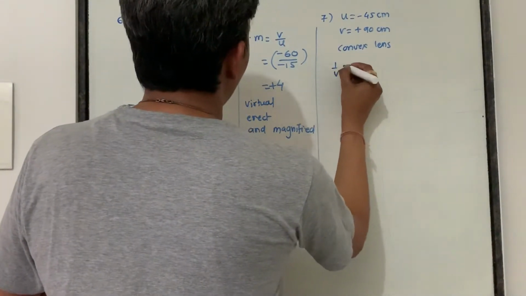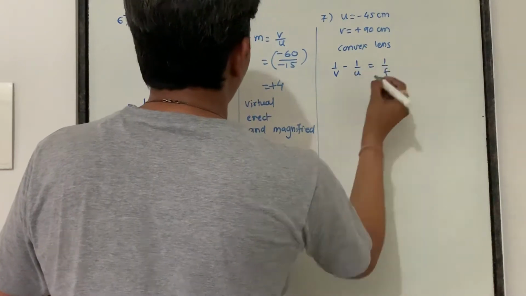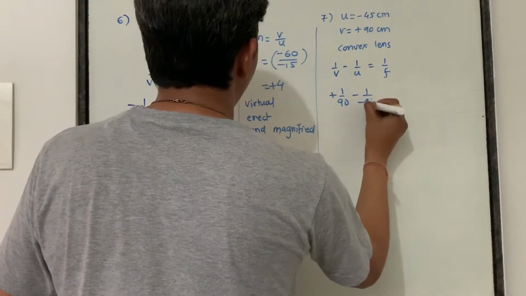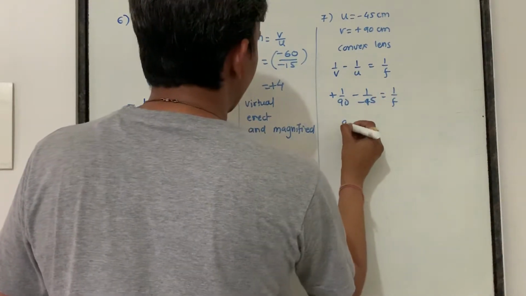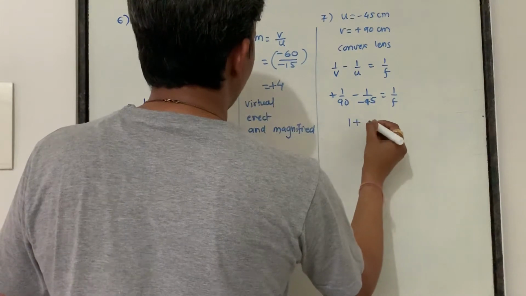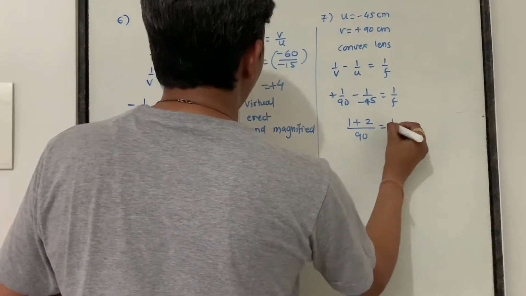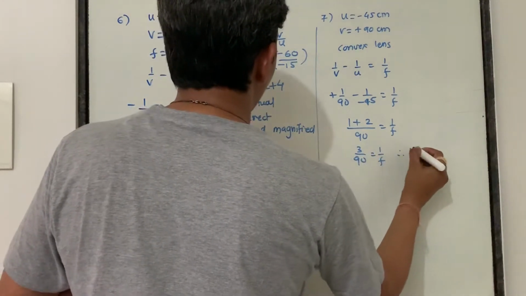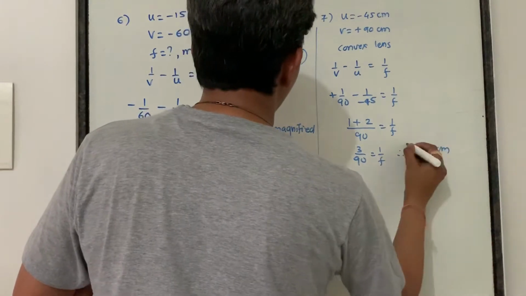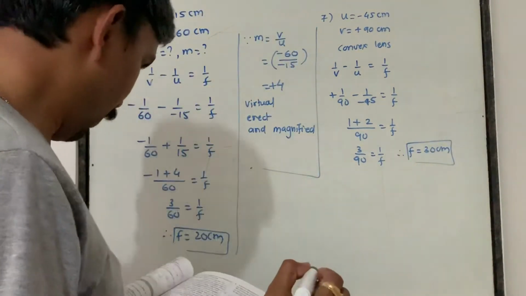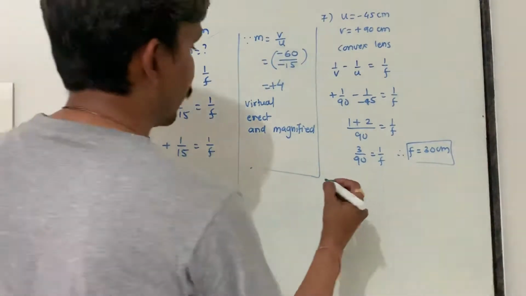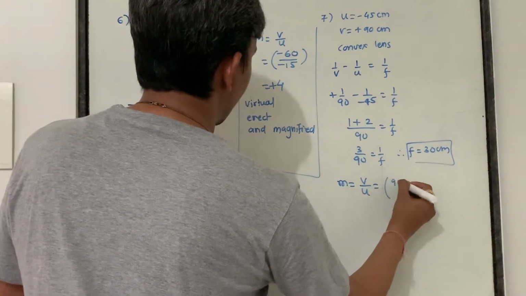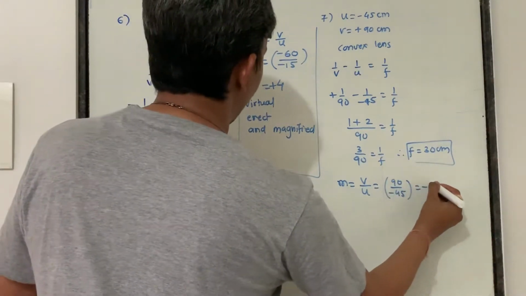Now for focal length, 1 by v minus 1 by u is 1 by f. This is 1 by 90 minus of minus 45 is equal to 1 by f. This is 1 plus 2 upon 90 is 1 by f. This is 3 upon 90 is equal to 1 by f. F is equal to 30 centimeter, right? This is the focal length. Now what will be the next part? Magnification. So m is equal to v by u, it is 90 upon minus of 45. So that is equal to minus 2.